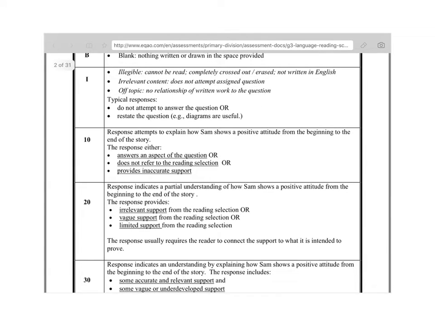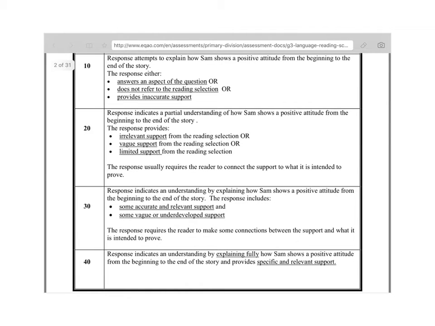A code 10 on EQAO is a level 1, a code 20 is a level 2, a code 30 is a level 3 on EQAO, which is at grade level. A level 3 is what we're hoping all students will meet, and a level 4 is above expectations. On this rubric, it explains what's expected for the different levels.